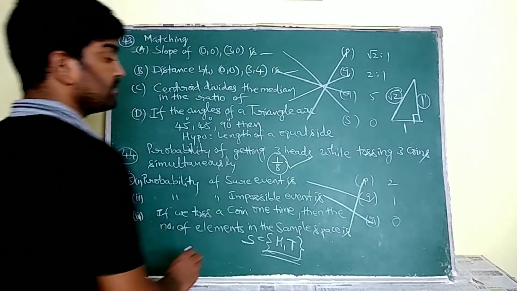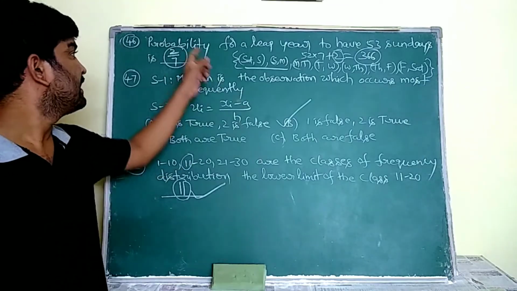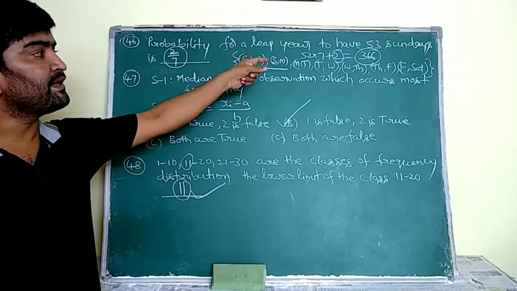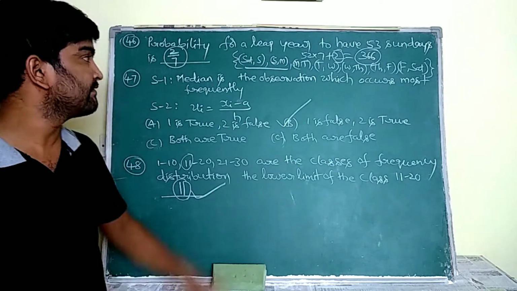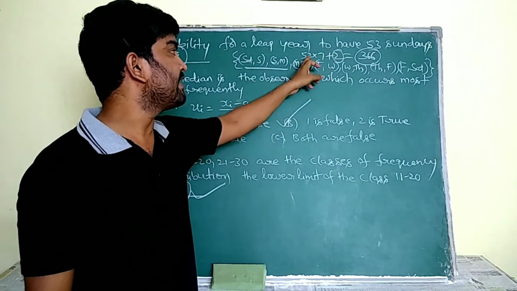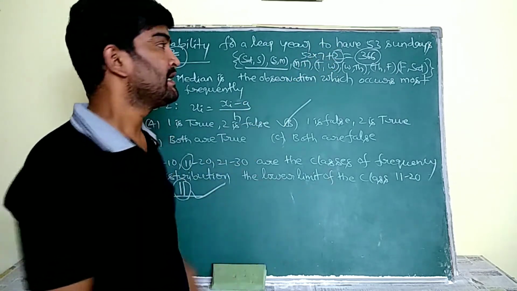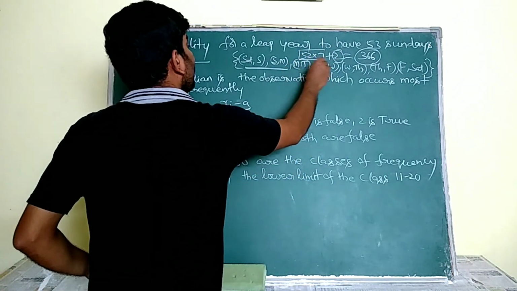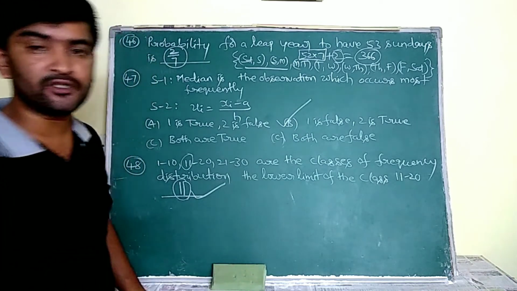Okay, that is 2. Understand? The probability for a leap year to have 53 Sundays is asked. We know that in a leap year we have 366 days. That's why it is 52 into 7 plus 2. So that means every week is going to occur 52 times.